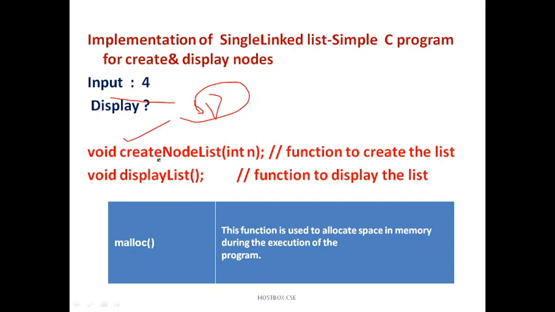One is called void create node list, with int n as a parameter, the function to create the list. Another function is to display the list, so I can use void display list. Moreover, to implement this, we need another function called malloc. This is a function we use to allocate space in memory during the execution of the program. Again, malloc is the function used to allocate space in memory during the execution of the program.